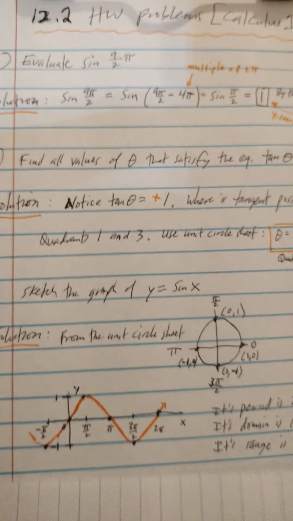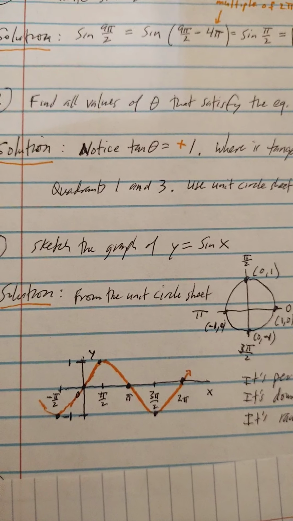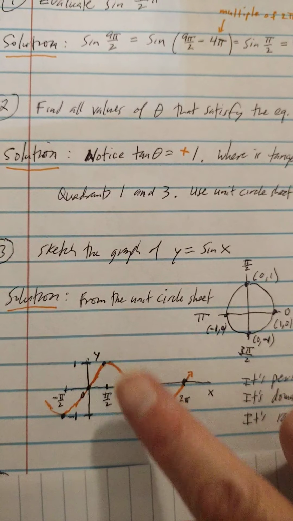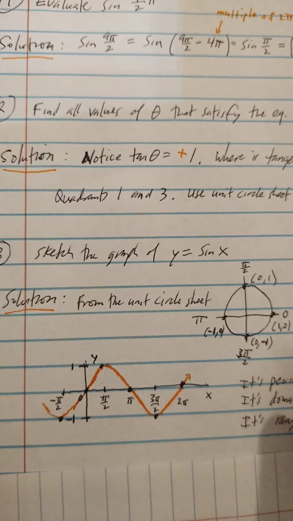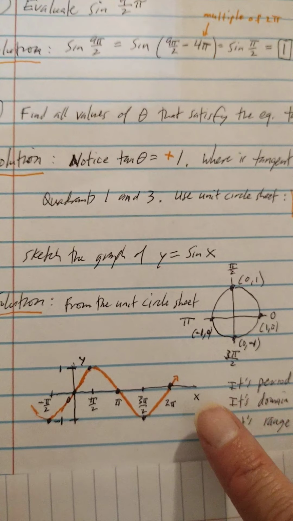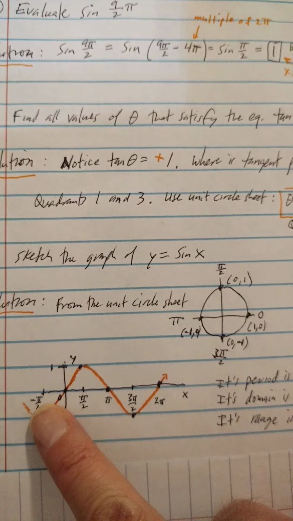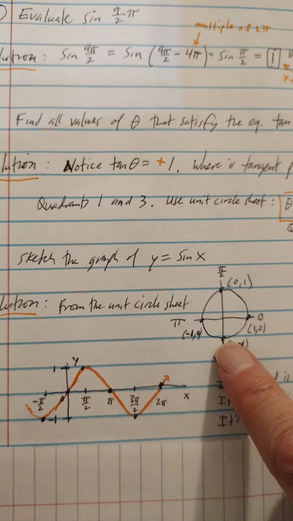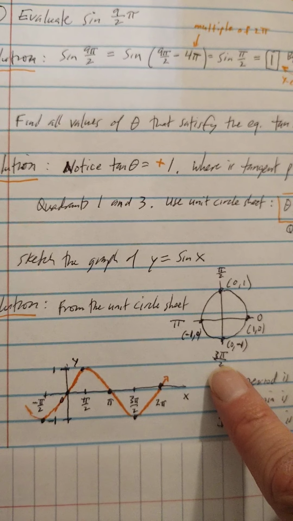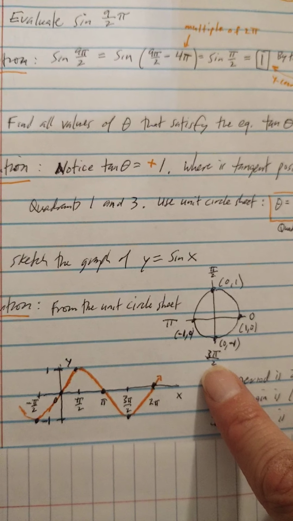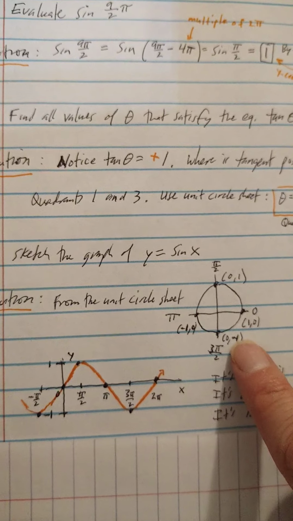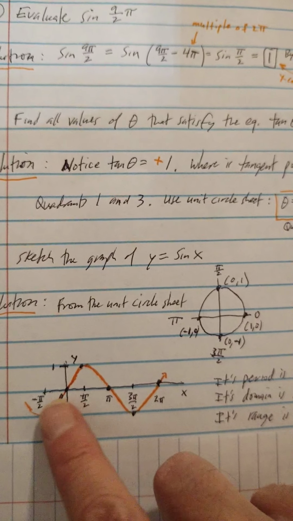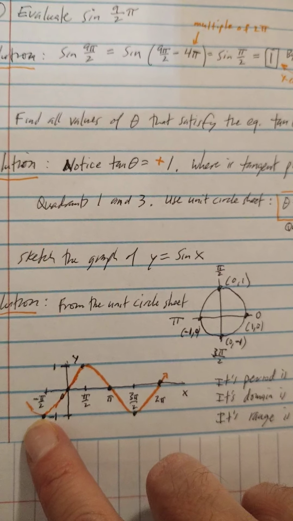And then you just connect all the points and you get that curvy looking graph. I made it heavy from 0 to 2 pi, but this goes on infinitely in both directions. Notice, for fun, I did negative pi over 2. Negative pi over 2, you go clockwise a quarter turn. And so 3 pi over 2 is coterminal with negative pi over 2. In both cases, you get the y coordinate negative 1. So notice negative pi over 2, negative 1. That point is on the graph.